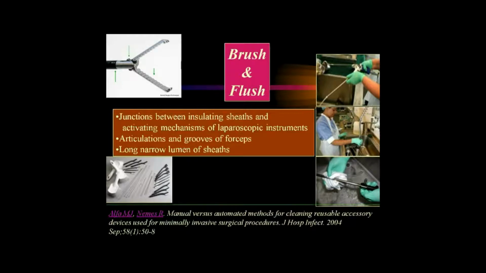flushing and brushing. We should have running water, preferably soft water, and a pressure pump or pressure device where we can force the water through the long narrow lumens. We should also brush areas which are notorious for hiding living organisms, namely the junctions between the insulating sheaths and activating mechanisms of laparoscopic instruments, the articulations and grooves of the forceps, and the long narrow lumens of the sheath. All these areas can be carefully cleaned only if you have various types of brushes.